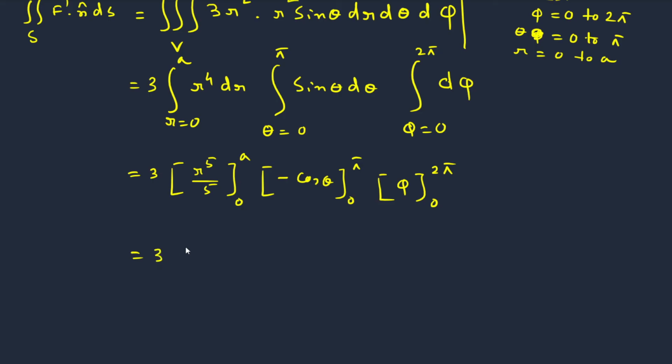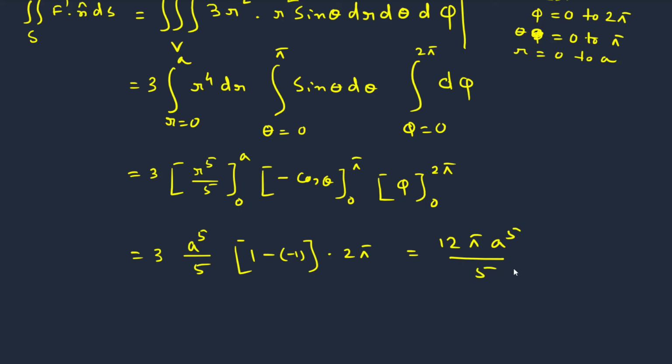Now 3 into, if you put the limit, it is a to the power 5 by 5. Then if you put pi, cos pi is minus 1, right? So 1. Then minus, if you put 0, minus 0. So minus 0 is minus 1. And here you will get 2 pi. So 2 into 4, 4 threes is 12. 12 pi a to the power 5 by 5. So this is the answer.